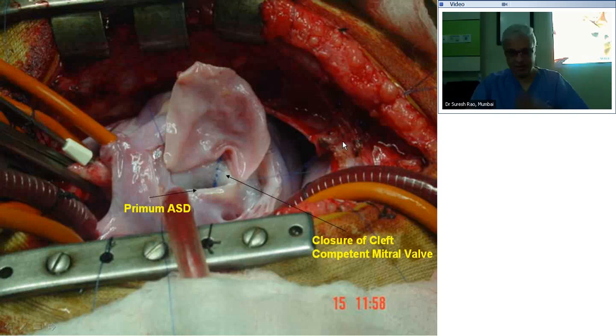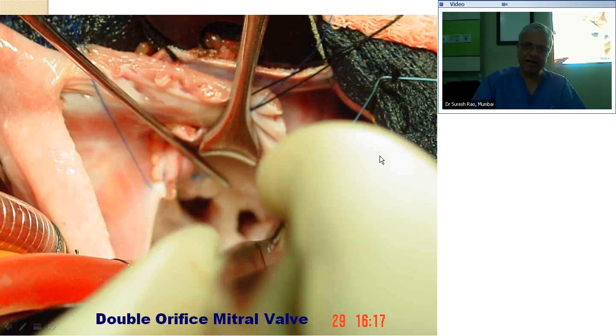This is a picture of one of the rarer problems of complete AV canal. It's a double orifice mitral valve. There are two orifices, you can see, and this is difficult to repair, and especially if it's a partial type of AV canal, it is best left if it is not stenotic. As anything you try to do, we might make the valve incompetent, and it's very difficult to repair this. But certainly, in the long term, they do give rise to trouble.